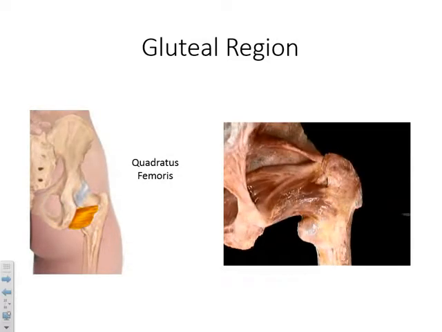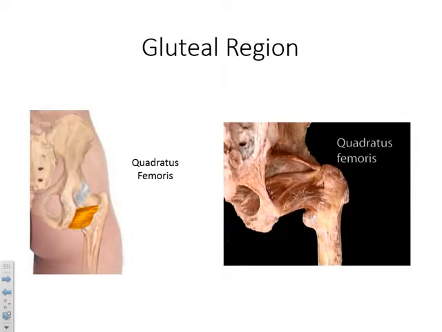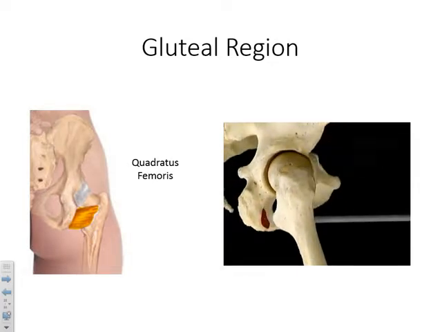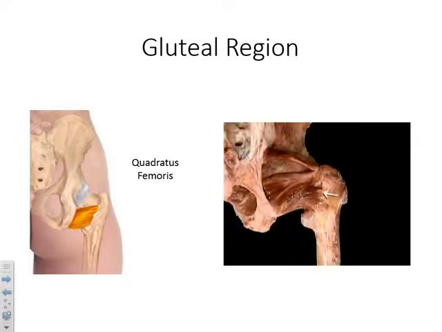The last muscle in this group is the quadratus femoris, which originates off the furrow between the ischial tuberosity and acetabular fossa to insert between the greater and lesser trochanters.